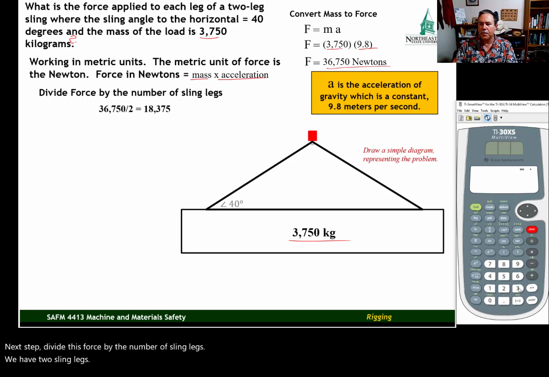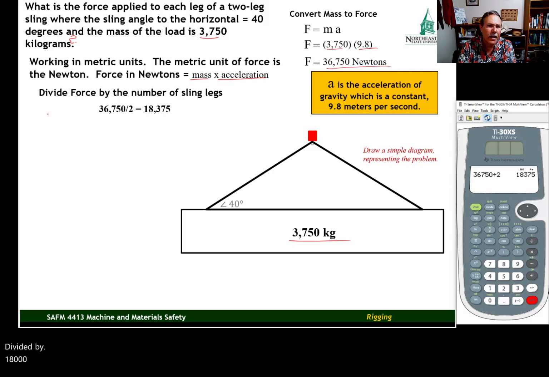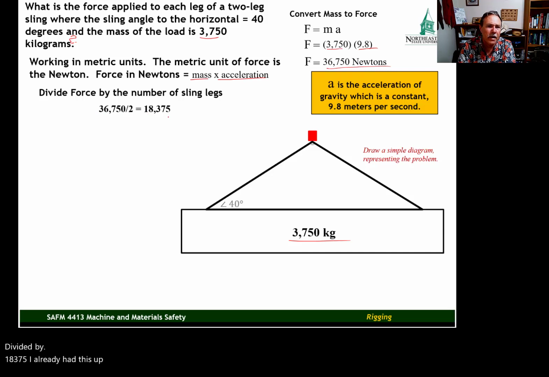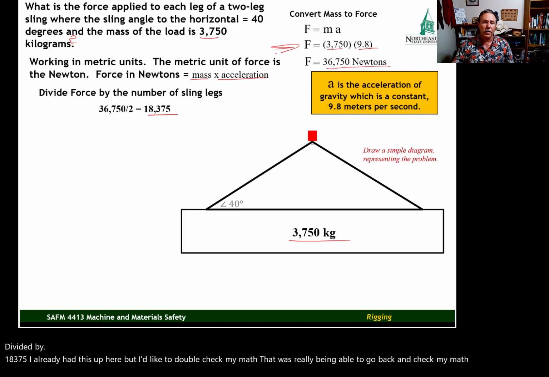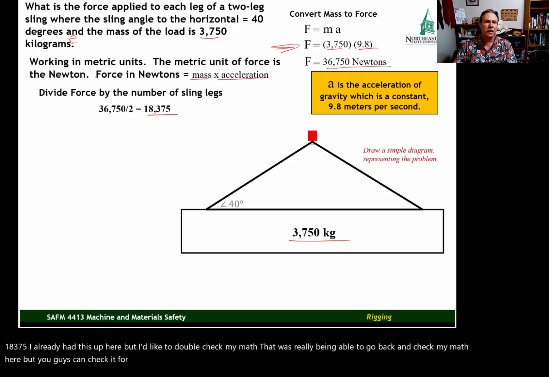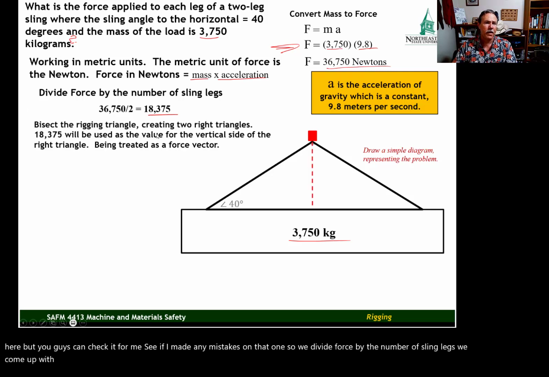We have 36,750 divided by 2, 18,375. I already had this up here, but I like to double check my math. If I was really being anal, I'd go back and check my math here, but you guys can check it for me. See if I made any mistakes on that one. So we divide force by the number of sling legs. We come up with 18,375.